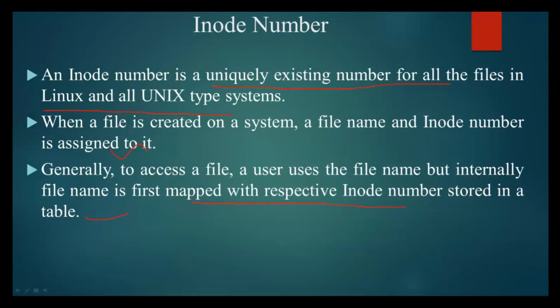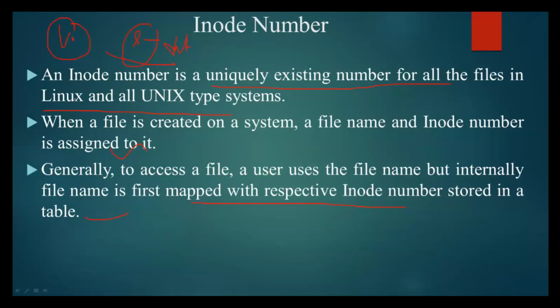Suppose I am creating a file using an editor, vi, and I give sample.txt. When a file is created on a system, a file name and inode number are assigned to it. Who is assigning the file name? Here I, the user, am assigning the file name sample.txt. Immediately an inode number is assigned to it. Who is assigning the inode number? The kernel is assigning the inode number.